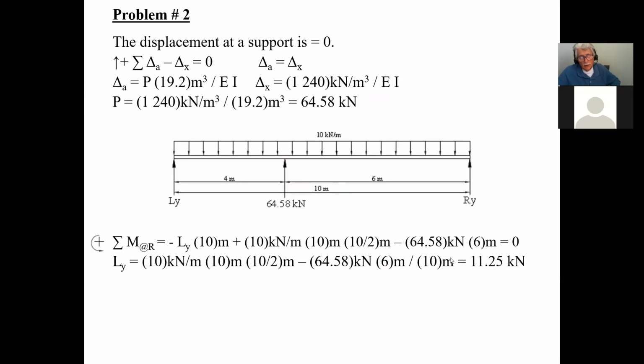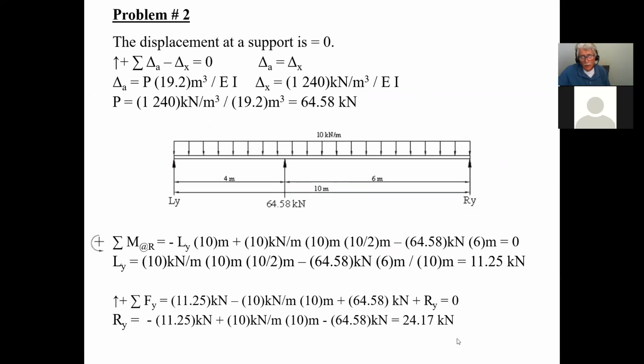Now here, like I said, this is the only time I'm going to tell you, do what they taught you in physics to calculate the other reaction. Use sum of Fy. It's the fastest way to do it, because there's no way of checking whether you made a mistake or not. And sum of Fy gives me the reaction at Ry, and Ry ends up being 27.14.